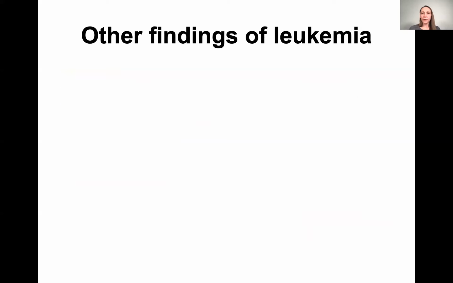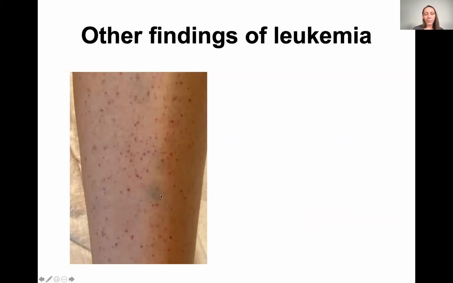Just a few other findings of leukemia that are hard to describe in words, so I wanted to show some pictures. This is a skin finding that we call petechiae, and petechiae are a specific type of skin rash that's caused by not having enough blood platelets. These are just tiny little hemorrhages into the skin.